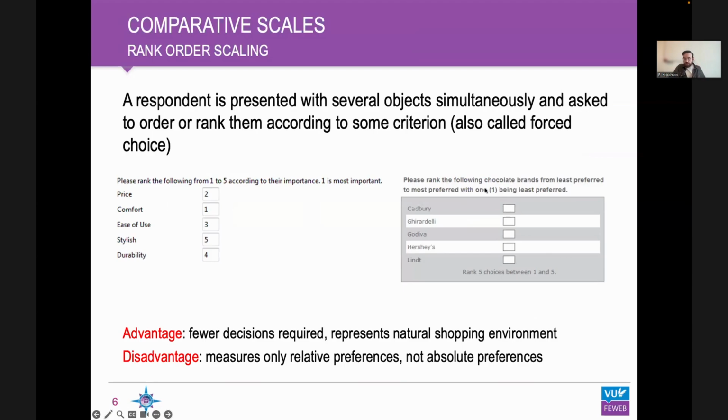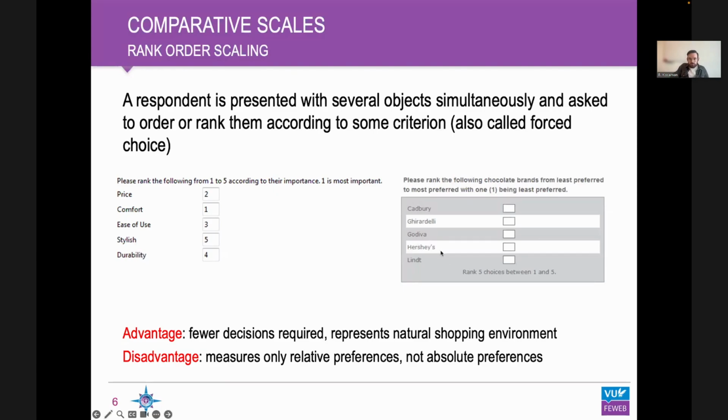And in some cases, you have this: please rank the following chocolate brands from least preferred to most preferred, with 1 being the least preferred. So you again give your ranking for the chocolate brands in this case.